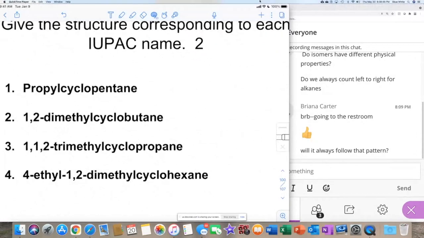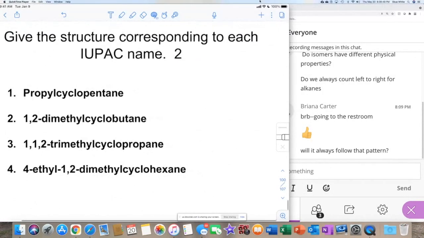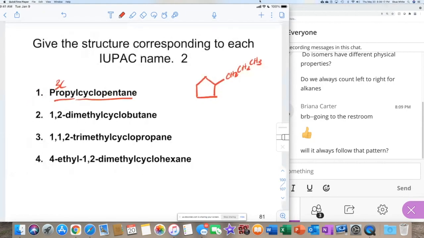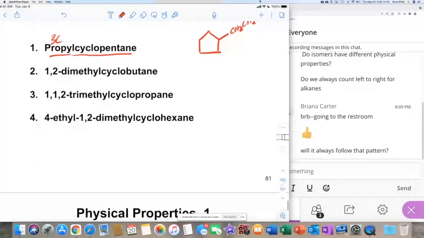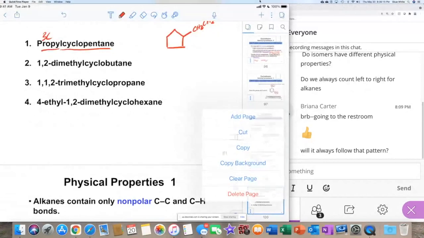What about these? We can do this one here, right? Let's start with the first one. Cyclopentane. I'll draw it like a house. Propyl. Propyl is 3 carbons, right? CH3, CH2, CH2, CH3. That's the first one. I need space for the rest of these because these molecules get really large.